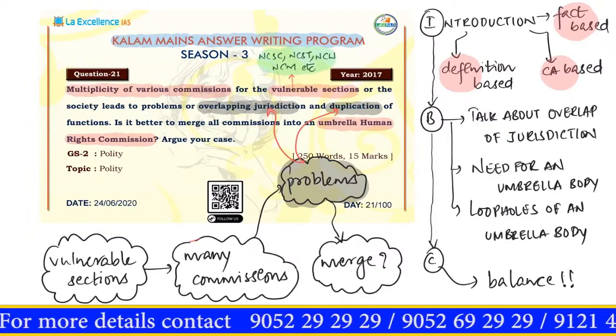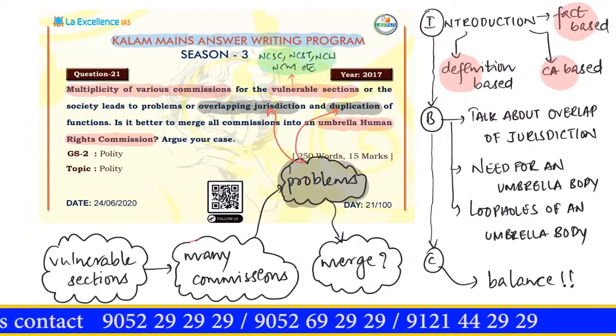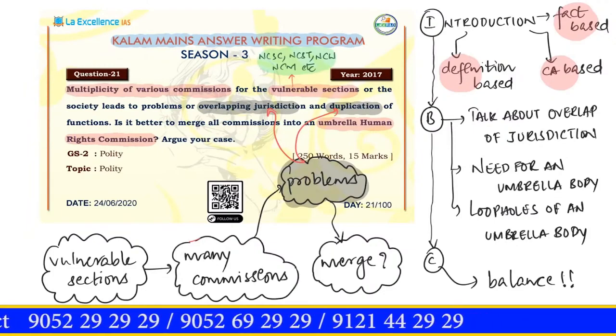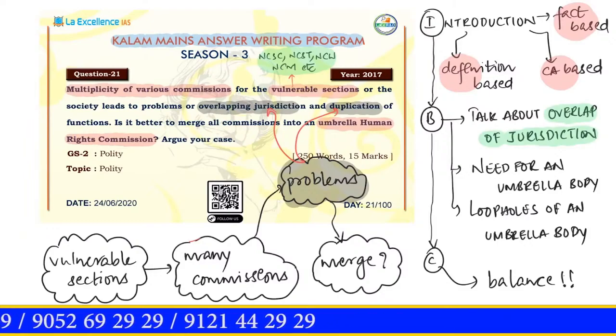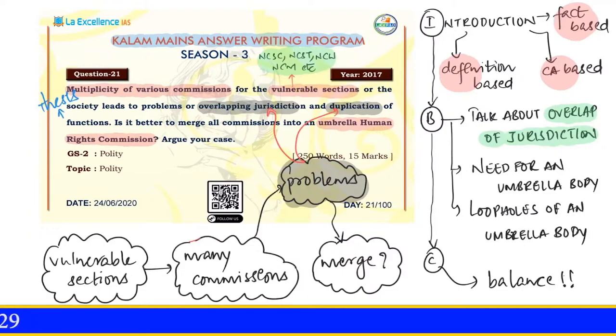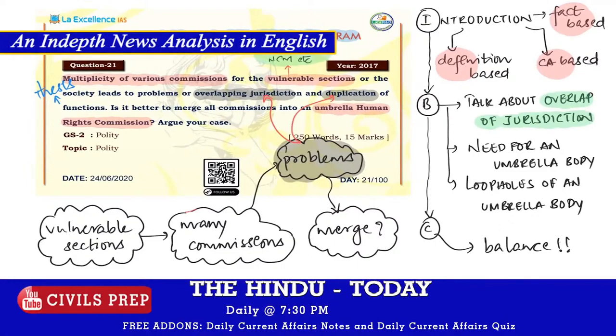In the body, before I talk about having an umbrella human rights commission, I'm going to talk about the problems of overlapping jurisdiction and duplication of functions, because that is the thesis statement of the question. The first statement of the question is leading to the question of umbrella human rights commission by telling us that there are certain problems. There is a problem of overlapping jurisdiction and duplication of functions. So I'm going to talk about the problems first.